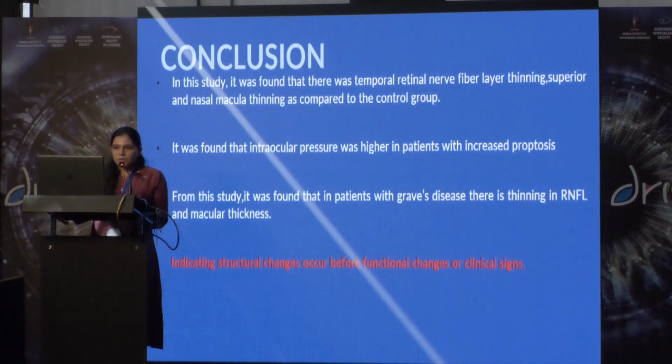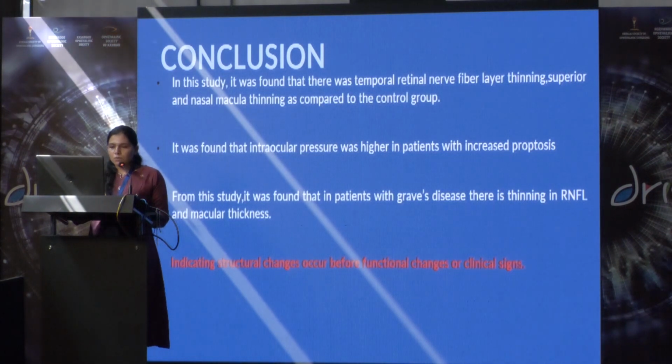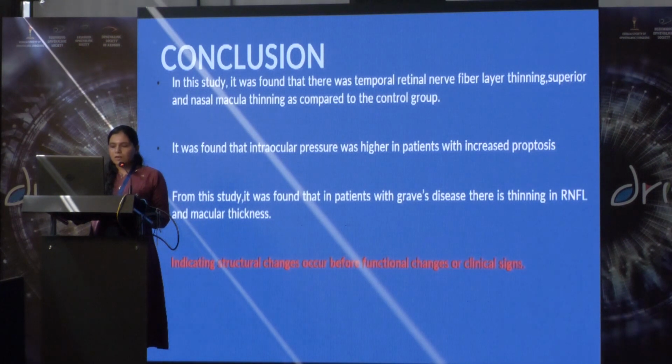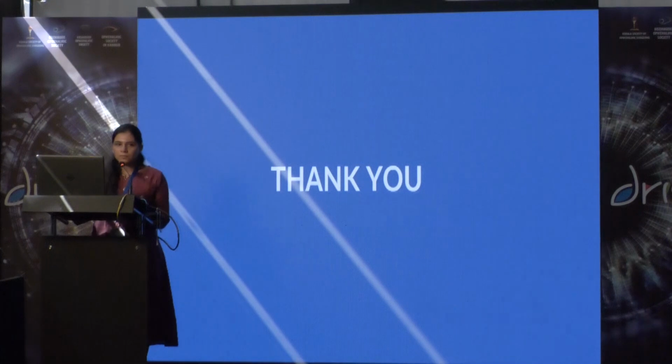In this study, it was found there was temporal nerve fiber layer thinning and superior nasal macular thinning as compared to the control group, and it was found that intraocular pressure was higher in patients with increased proptosis. It is also found that in patients with Graves' disease, there is thinning in the RNFL and macular thickness. This indicates structural changes occur before functional changes or other clinical signs. These are my references. Thank you.